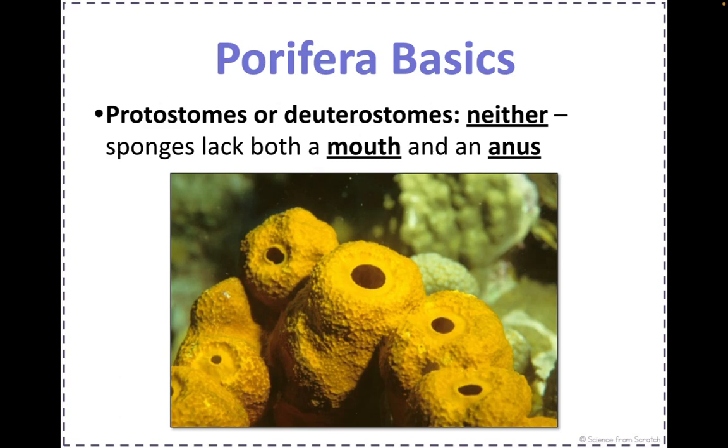The next classification we'll talk through is protostome or deuterostome. And for Porifera, we actually classify them as neither of these. Sponges lack both a mouth and an anus. So while they lack a mouth and an anus, they do have an entrance and an exit to their body plan. The ostia, or the pores, are the entrance. The osculum, or the large opening at the top, like you can see in this image here, is the exit.